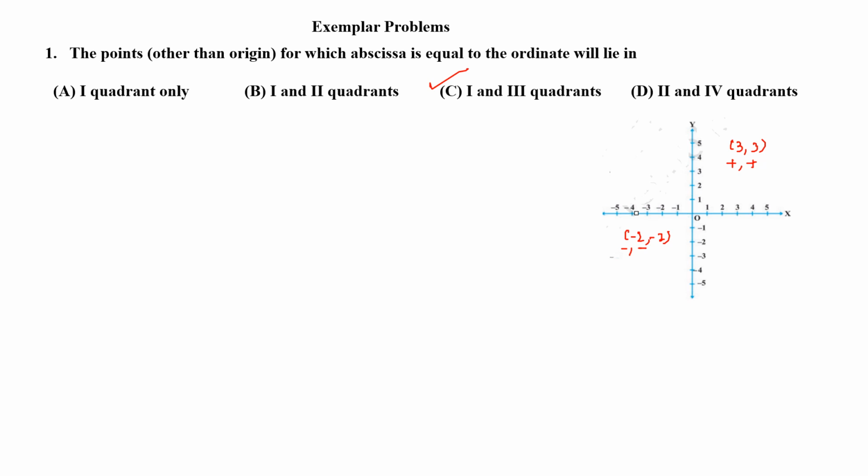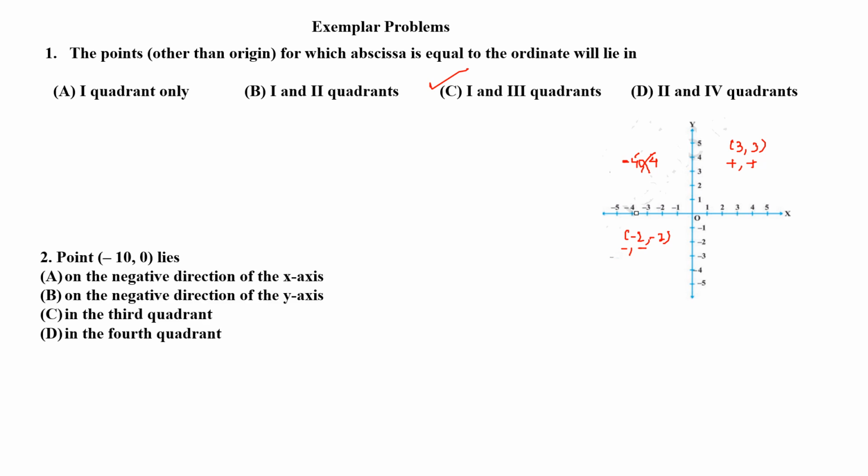If you take anything in this quadrant, it won't be the same. If you choose 4, you can see x is negative, so you can't choose x coordinate as 4. It will be minus 4 and then y will become 4. See, only the numerical value will be the same, but the sign will not be the same, isn't it? So this is not possible in any quadrant except the first and third quadrant.